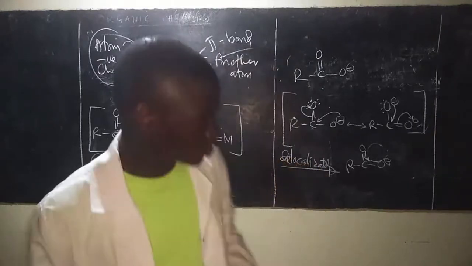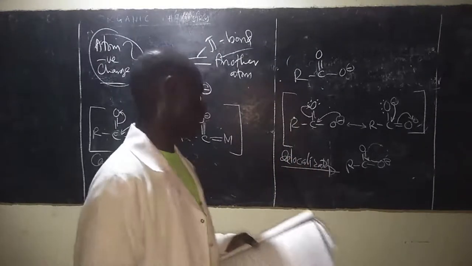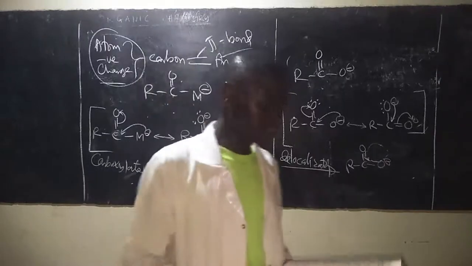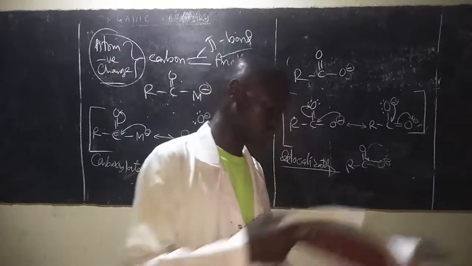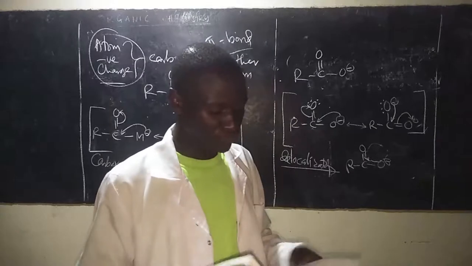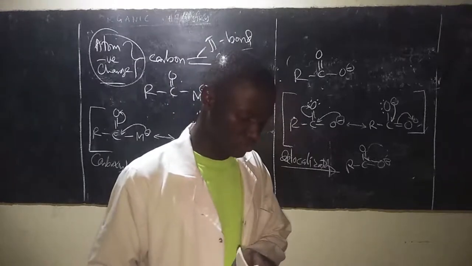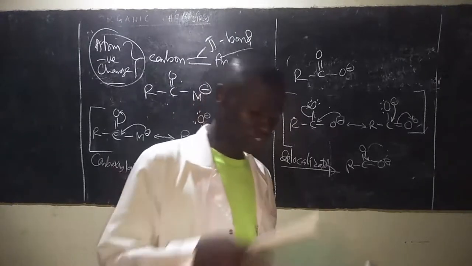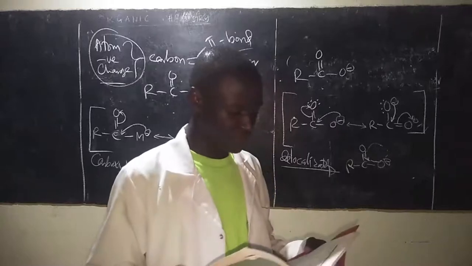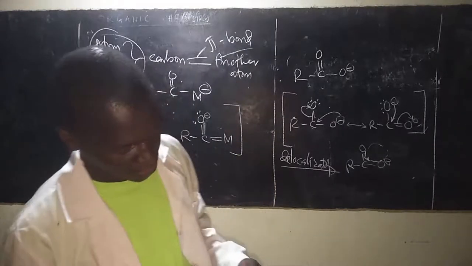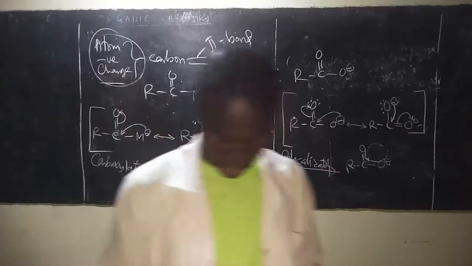So we have that there, we have the phenoxide ion. Yeah, those are just examples in that condition. So up to here, we have covered the conditions which favor mesomeric effect.